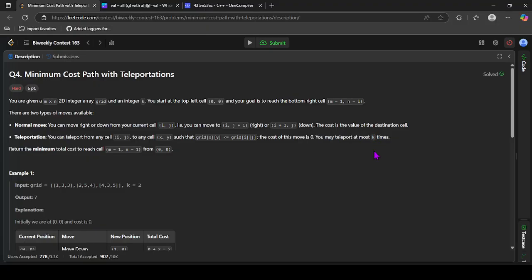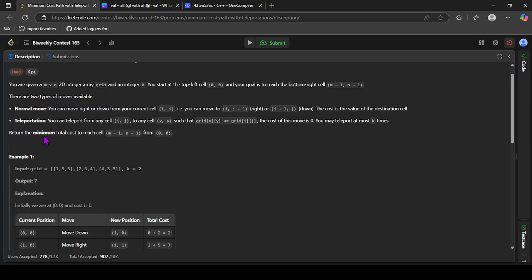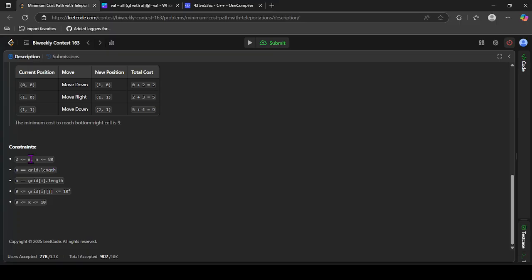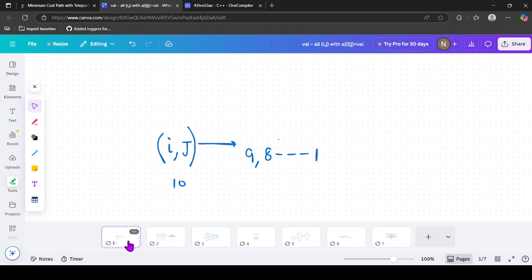So in the whole path from (0, 0) to (m minus 1, n minus 1), we can use k operations such that from any cell (i, j), we can move to any other cell with a value less than or equal to the present one, and we can use this at most k times. Find the minimum cost to reach (m minus 1, n minus 1) from (0, 0). The constraints are n and m are up to 80, values are up to 1e4, and k is only up to 10.